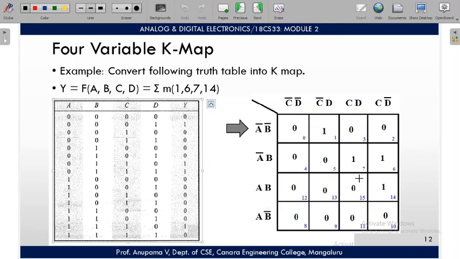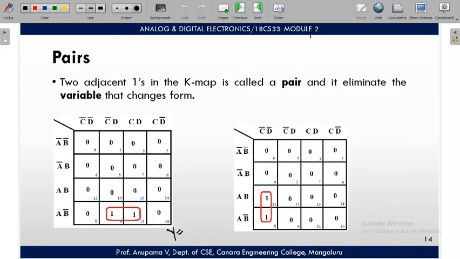So, you can plot the Karnaugh map using the Boolean expression also. In the Boolean expression, entries 1, 6, 7, 14 are 1. Hence, in the Karnaugh map, entries 1, 6, 7, 14 are set to 1 and the remaining values are set to 0. Karnaugh map uses a grouping technique for eliminating variables and simplifying the Boolean equation or switching function.